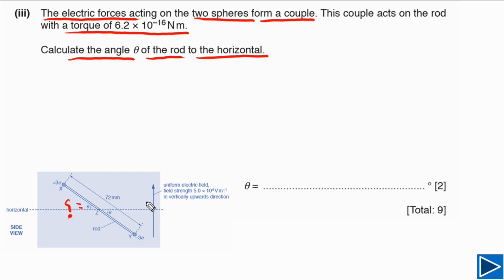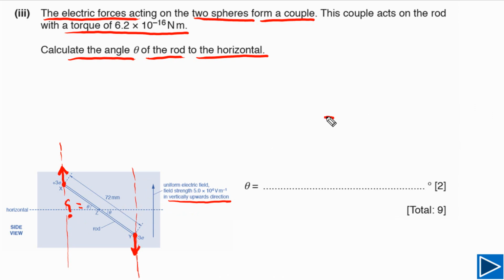For this question, it is given to us that the electric field is vertically upwards, so the force on this sphere will be vertically downwards because this is negative, and the force on this sphere will be vertically upwards because this sphere is positively charged. So these are two forces, and we can also draw the line of action of these forces. So this is the line of action of force on the positive charge, and this is the line of action of force on the negative charge when they are placed in this uniform electric field.